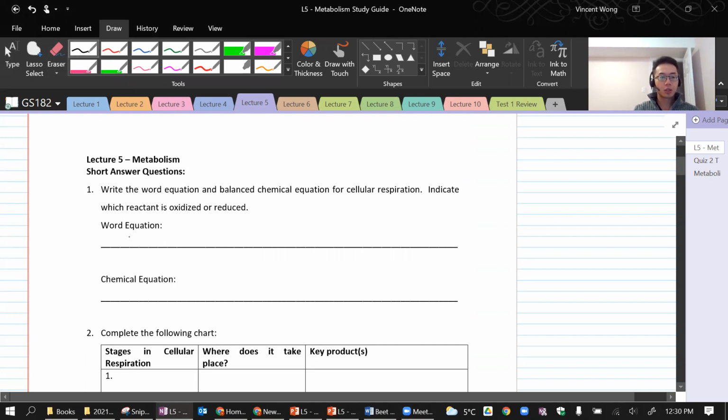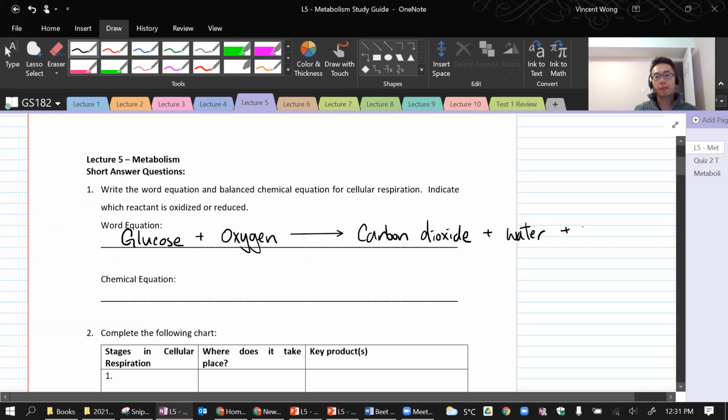It is glucose plus oxygen, and it's going to produce carbon dioxide and water. Now, in the process of breaking down glucose, we are going to release energy that can be captured by ATP. So ATP is adenosine triphosphate.